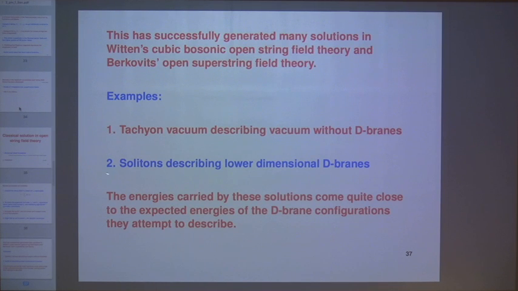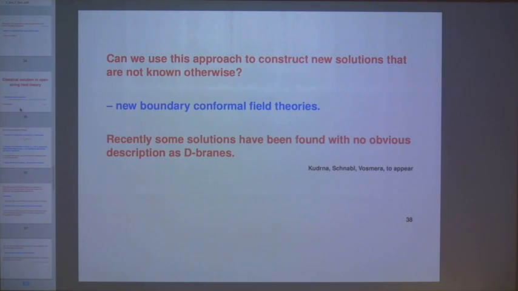And we can compute the energies carried by the solutions, and they come quite close to the expected energies of the D-brane configurations that they attempt to describe. That's the way you recognize that we have got the correct solutions. But given this, we can ask, can we use this approach to construct new solutions that are not known otherwise? In open string field theory, these correspond to some new boundary conformal field theories.